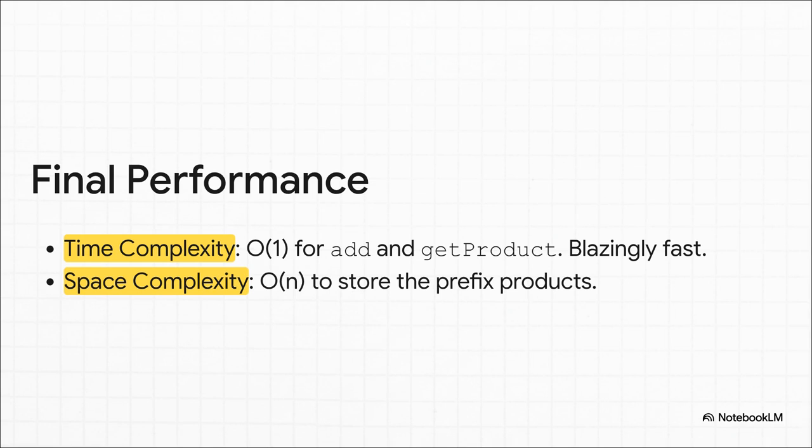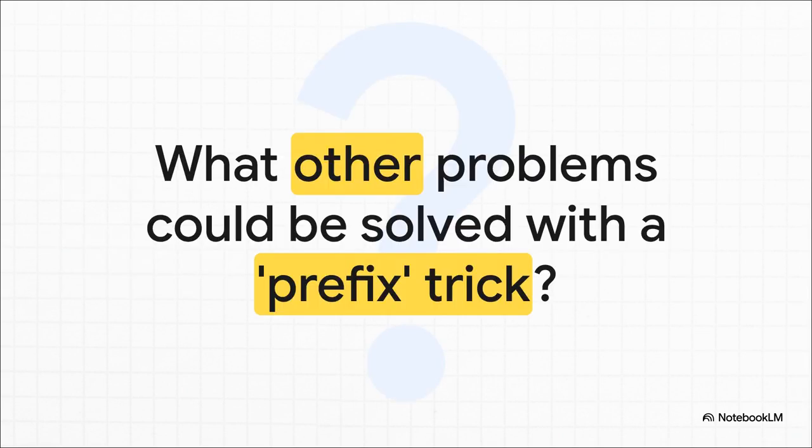The time complexity for both add and getProduct is O(1), constant time, blazingly fast. Now the trade-off is the space complexity, which is O(n), because we have to store that list of prefix products. But that is a price well worth paying for this kind of speed. So there you have it. We started with a simple idea, found an elegant optimization, and then made it robust by hunting down and solving that tricky edge case. So the final question I'll leave you with is this. What other problems could be solved with this kind of prefix trick? It's a really powerful pattern.